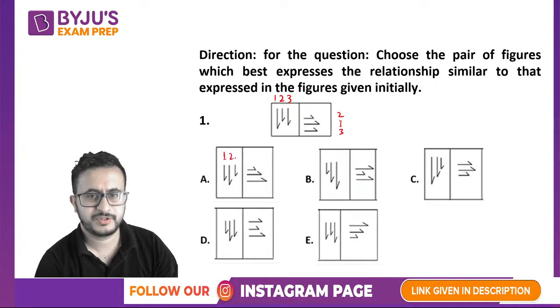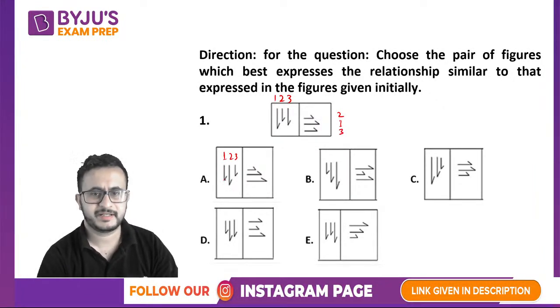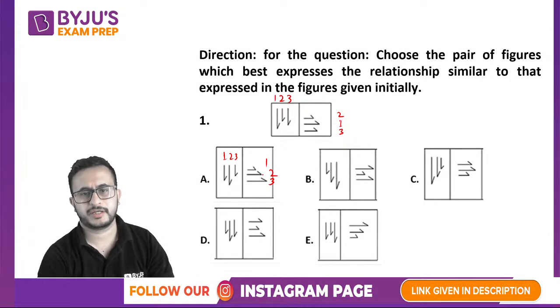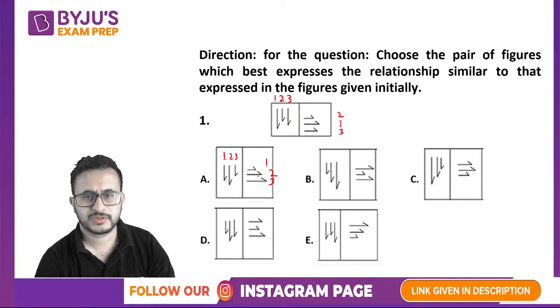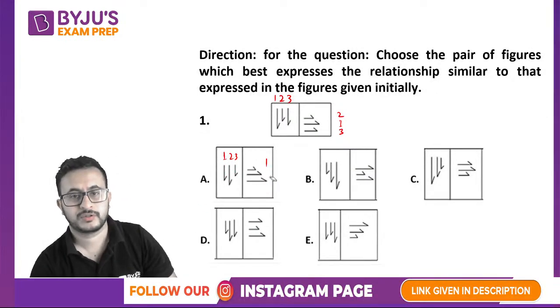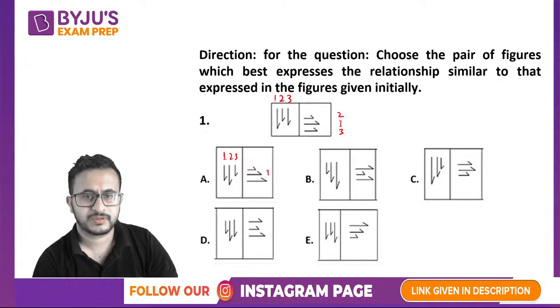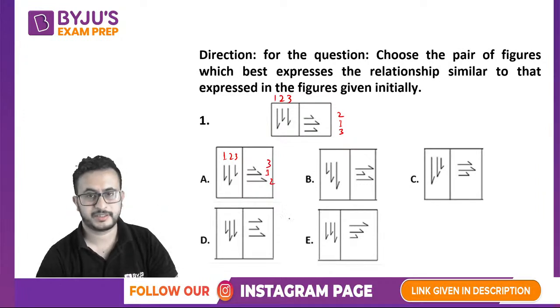This is 1, 2, 3. The first line is the middle line, and the middle line goes to the center. Fine. The longest line has come to the bottom and the smallest has gone to the top. It has become 1, 2, 3 only, so that is not correct. This is one, this is two, this is three. So that is not correct.